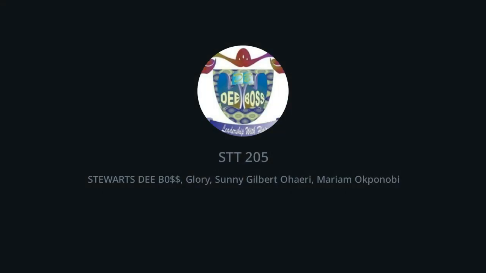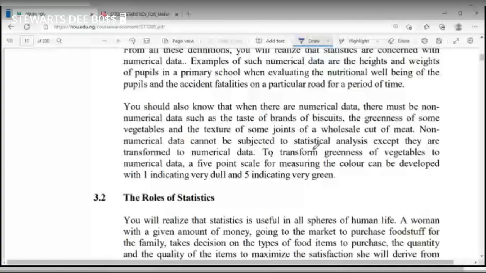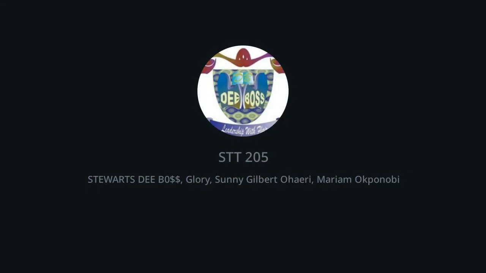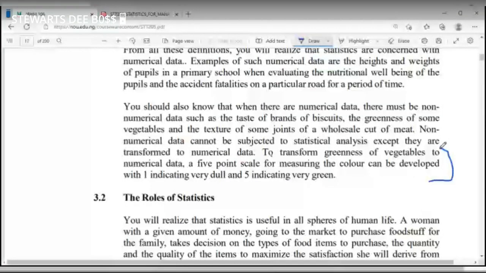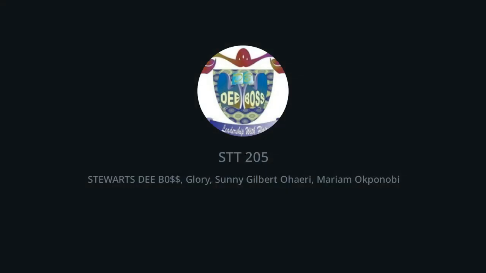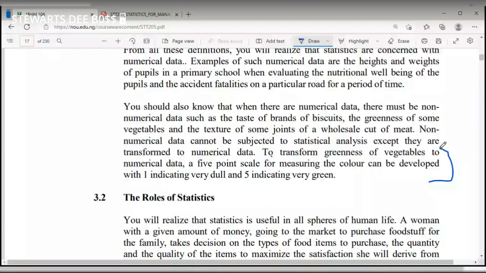Most of the topics that I'll be doing down the line will help us understand these things far better. But please, I want us to remember the only way you can subject any non-numerical data to statistical analysis is after you must have transformed it. And you can transform it by using codes and grades that are of numerical standard.